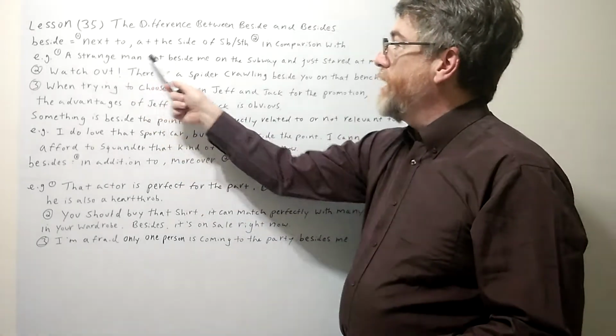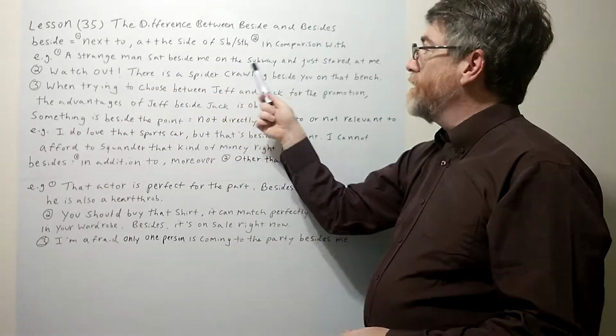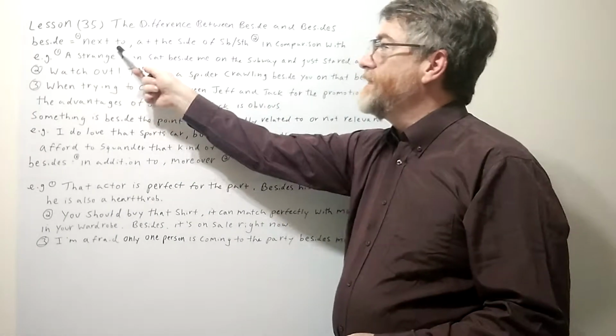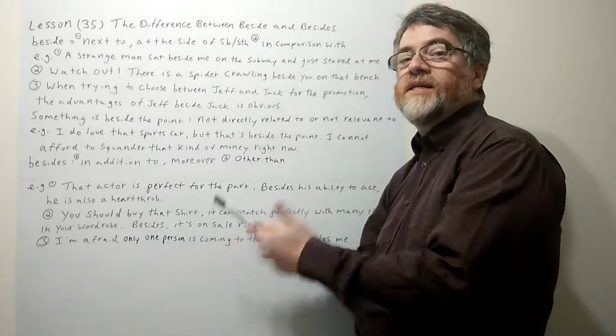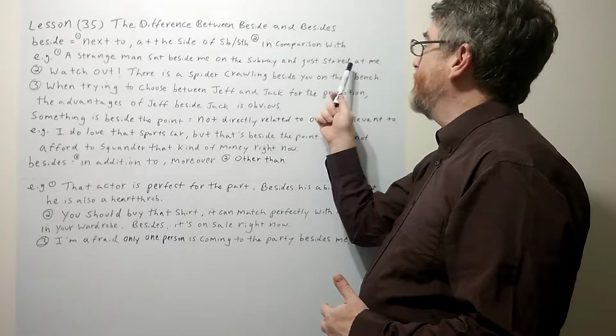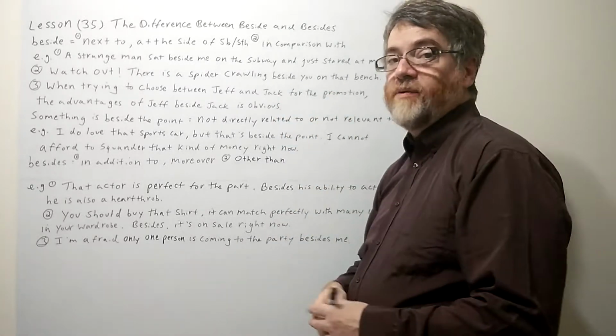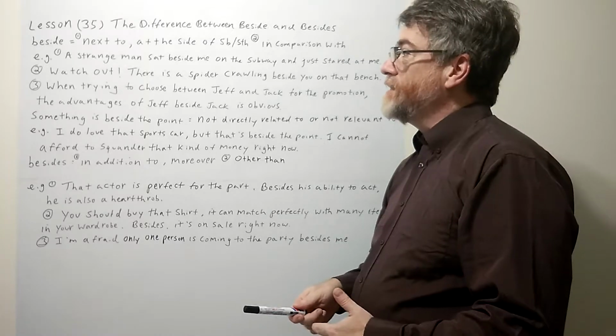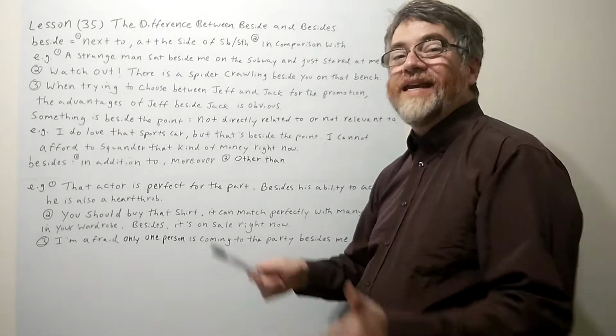A strange man sat beside me on the subway. Well, this definitely means next to. We often say somebody sits beside you means next to you. On the subway and just stared at me. Yeah, that would make you feel uncomfortable. Somebody sat beside you. Somebody sat right next to you.